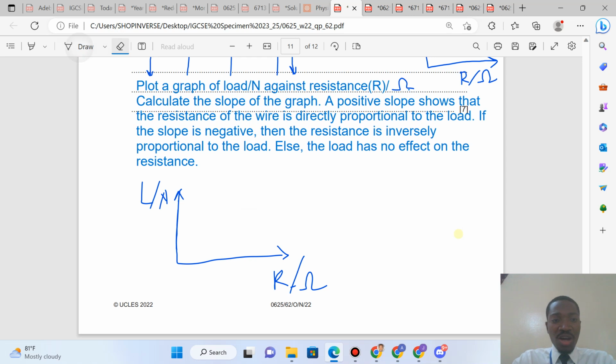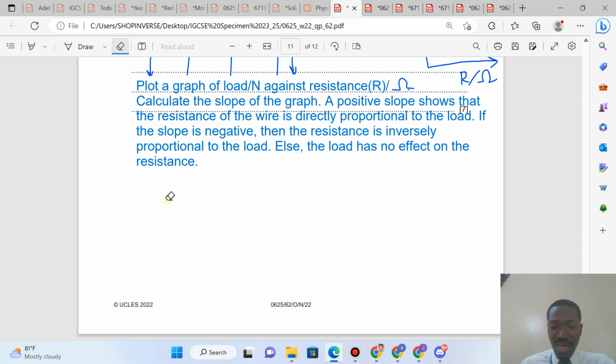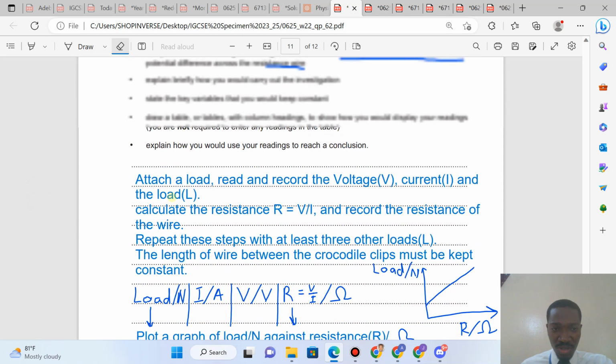But if you plot your graph and the slope looks like this, and you calculate your slope and you get 0, that means the load has no effect on resistance. So this is how you interpret your graph. This is how you interpret the outcome of this experiment. So you just state it there, this is how you would reach a conclusion.